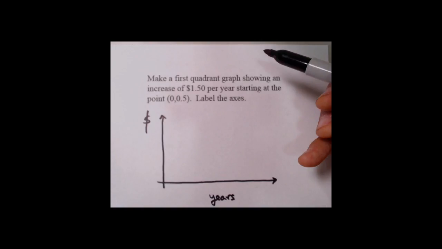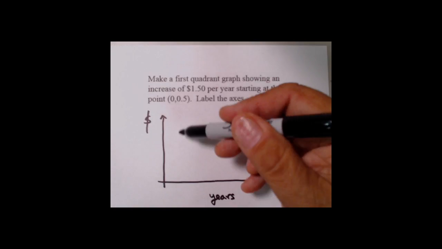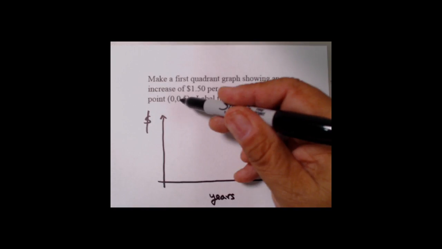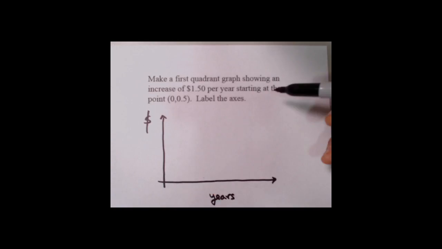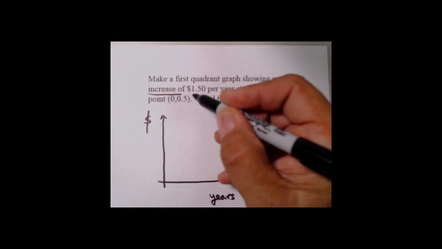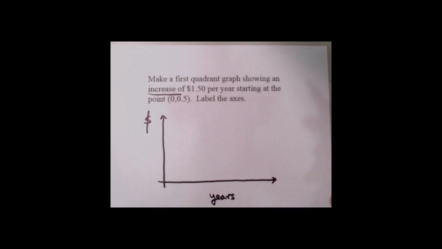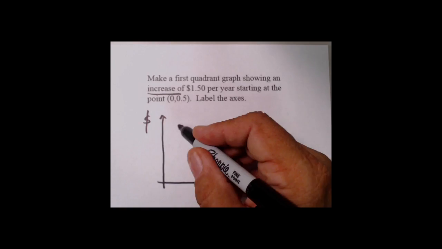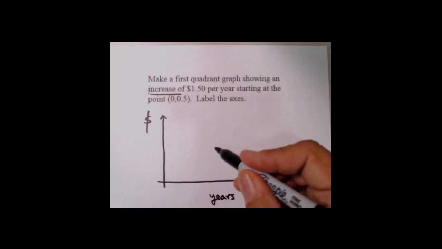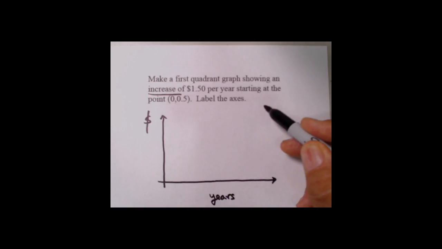Okay, well, let's see. We're starting at x equals 0, so 0 years and $0.5. And we're going to be increasing. Now, increasing means the graph line is going to be going upward to the right. If you had a decreasing graph, you'd start up here higher and you'd be coming downward to the right. So we know we're going to be going upward.